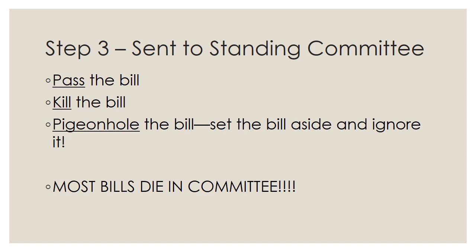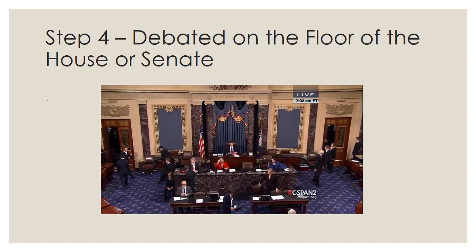They have one of 3 options that they can do. They can pass the bill and it moves on to the next step. They can kill the bill automatically and say that's not a good idea. Or they can pigeonhole it, which basically means that it's going to be set aside and it'll probably die. So all of these things can happen in a standing committee. The only way it can get out of the standing committee is for them to actually pass the bill.